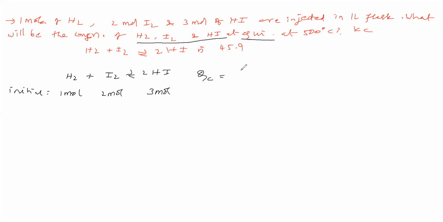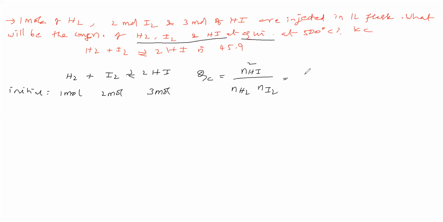Qc is equal to number of moles of HI square by number of moles of H2 into number of moles of I2. Instead of writing concentration, we are writing number of moles. Why? Because total stoichiometric coefficients on left side and right side are equal, so the volume term will get cancelled.